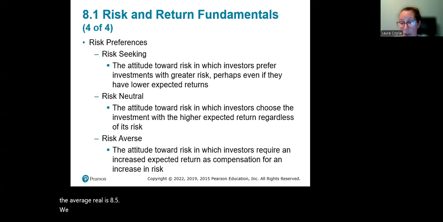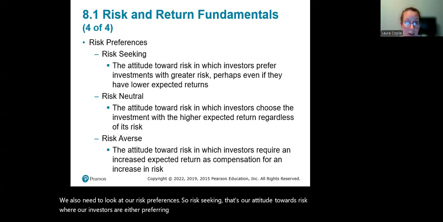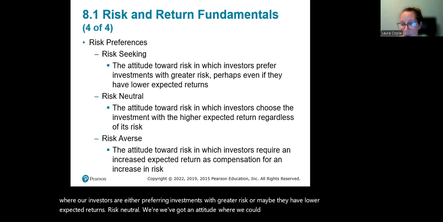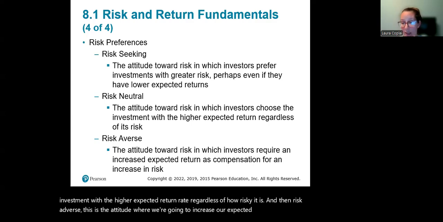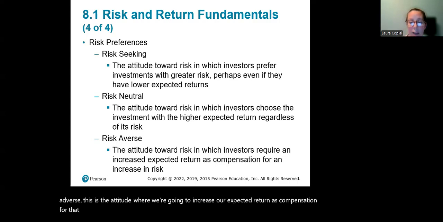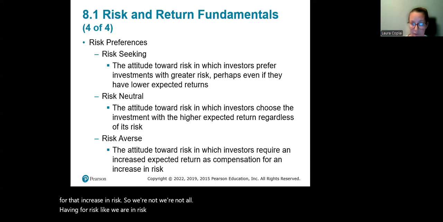We also need to look at our risk preferences. So risk seeking, that's an attitude toward risk where investors prefer investments with greater risk, even if they have lower expected returns. Risk neutral is an attitude where we choose the investment with the higher expected rate of return, regardless of how risky it is. And then risk averse. This is the attitude where we require an increase in expected return as compensation for an increase in risk. So we're not all grabbing for risk like we are in risk seeking.